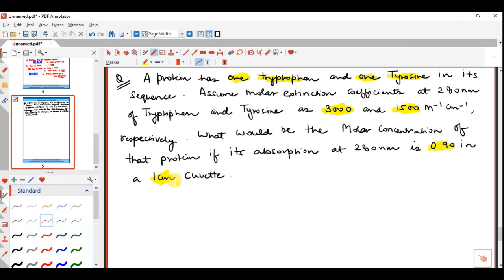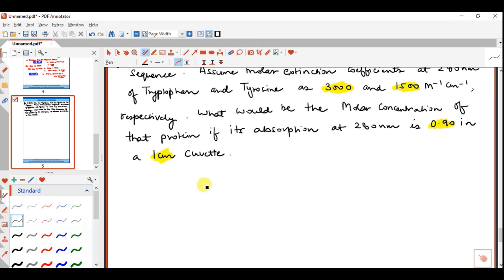So this is a straightforward question. They have given you the molar absorptivity coefficient, they have given you the centimeter, and they have given you the absorbance. One important thing you should remember, this requires a little bit of biochemistry.